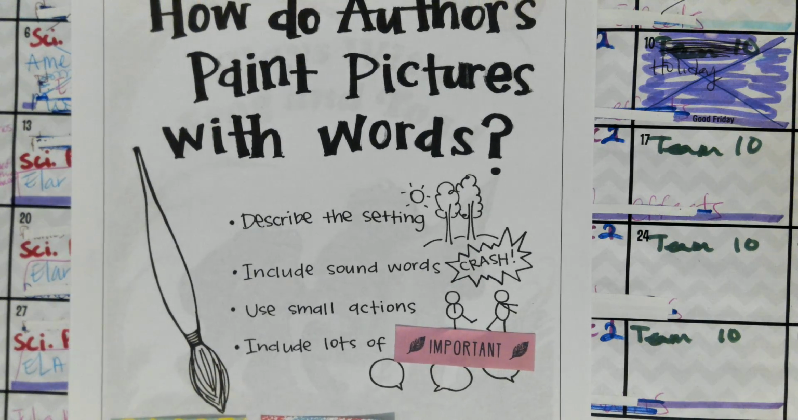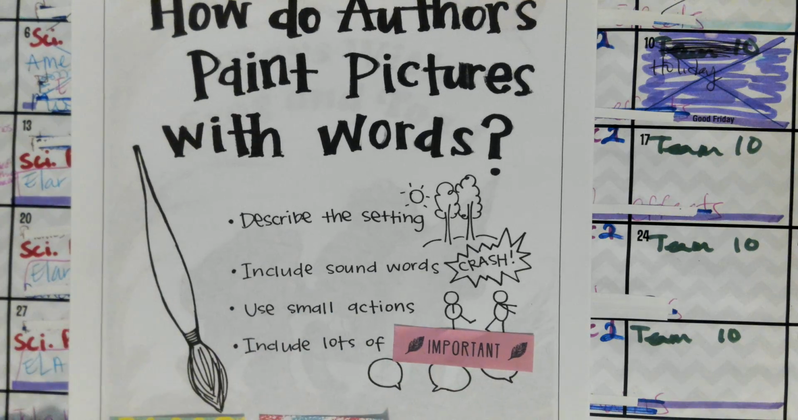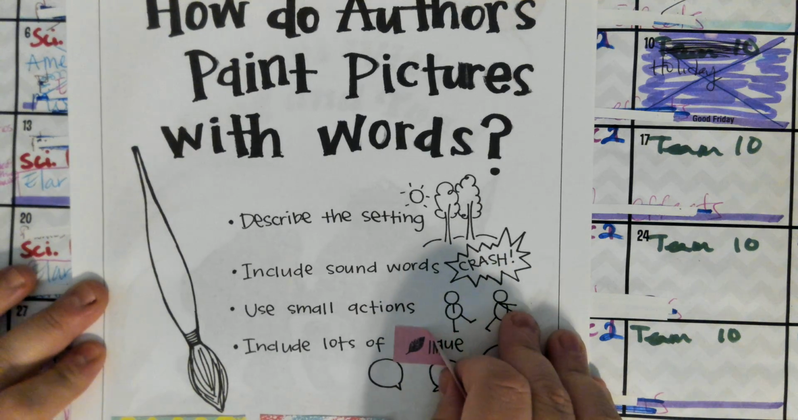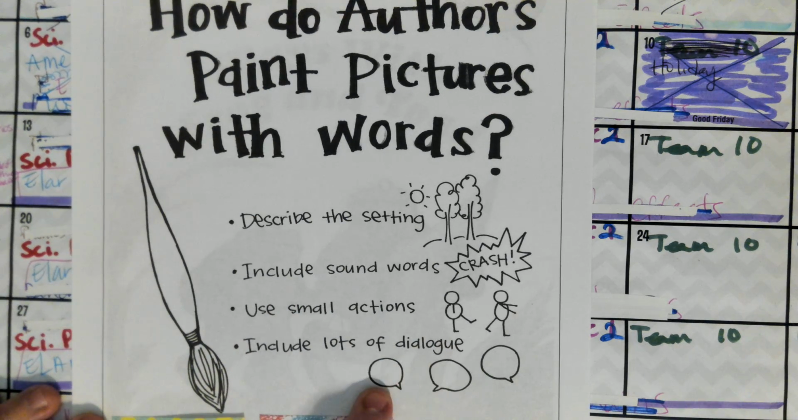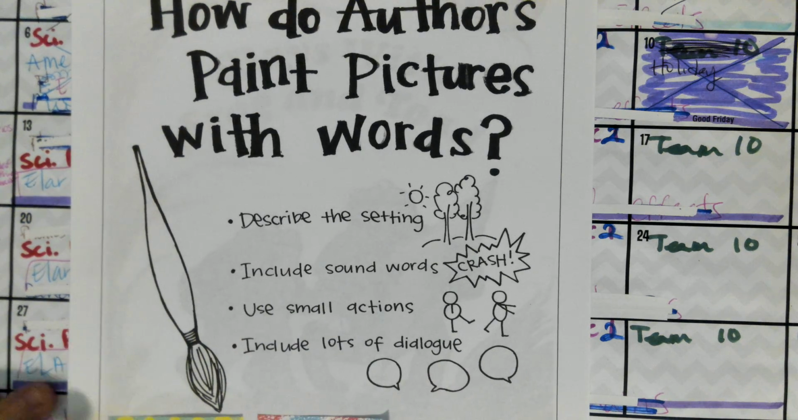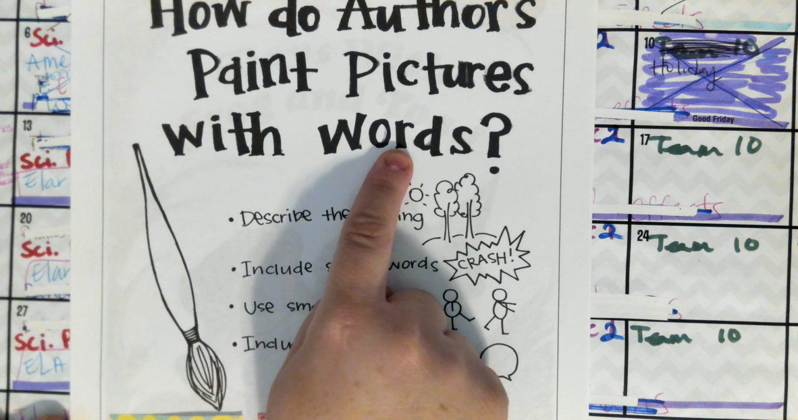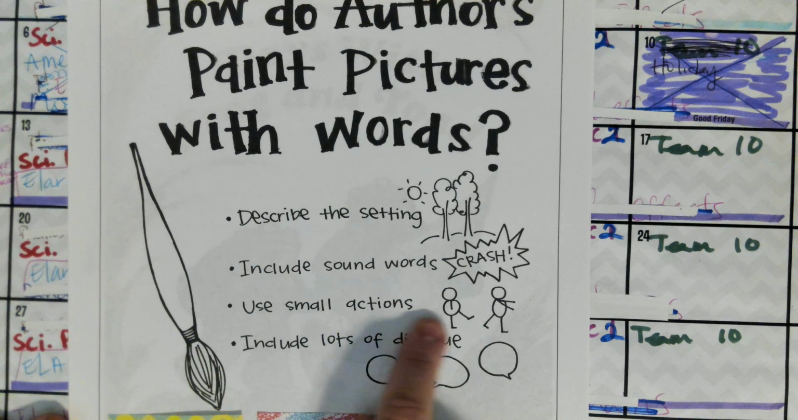Okay, and what's the last thing that we can do to paint pictures with our words? Include lots of what? What would we include? Lots and lots of, some of you are saying talking, right? But the official word is dialogue. Include lots of dialogue. I said, watch out! Be careful! Oh no! These are all things that we say are dialogue. When people are talking, that's called dialogue. So how do authors paint pictures with words? They describe the setting. They include sound words. They use small actions. They include lots of dialogue.